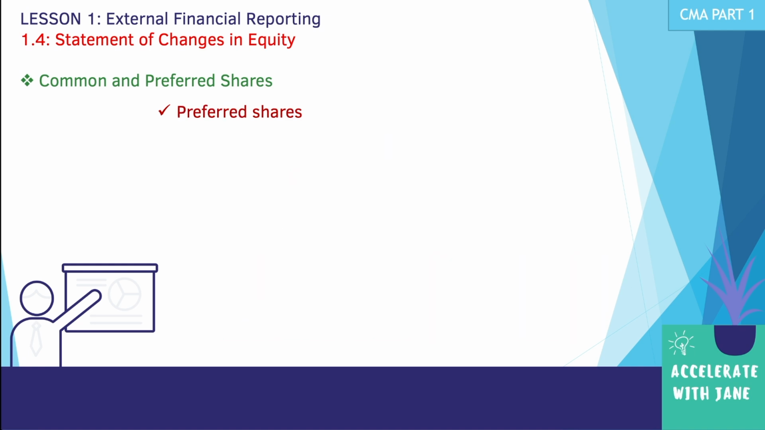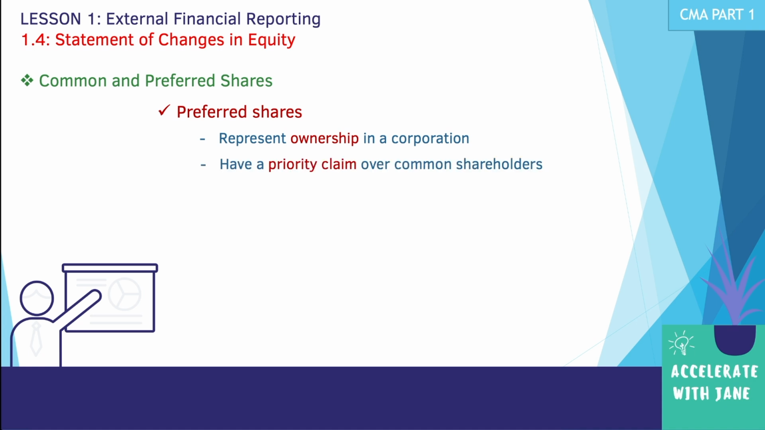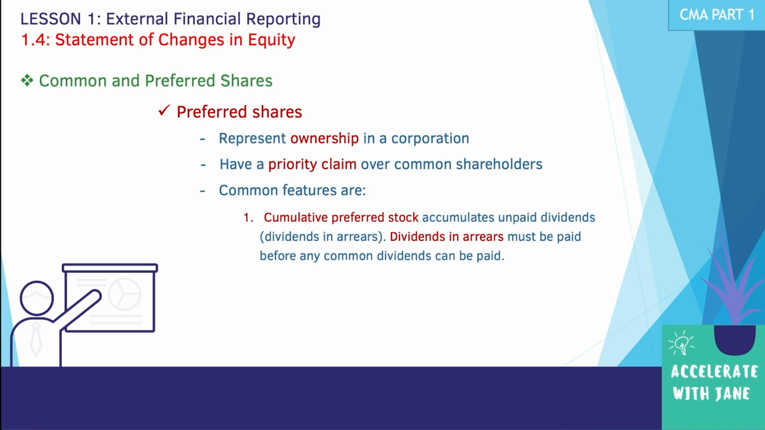Now, what do we mean by preferred shares? So these represent ownership in a corporation. However, the difference is that preferred shares have a priority claim over common shareholders. So here are the common features. First, in case it's a cumulative preferred stock, any unpaid dividends are accumulated, which is also termed as the dividends in arrears. It simply means that dividends in arrears must be paid before any common dividends can be paid.